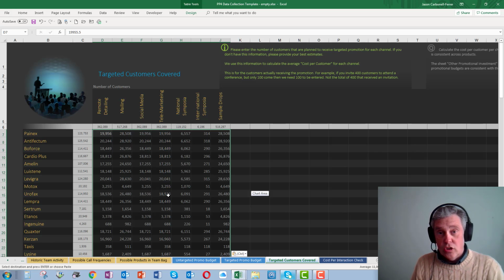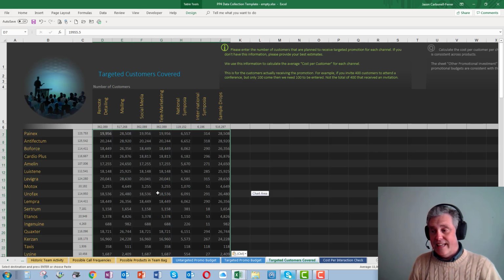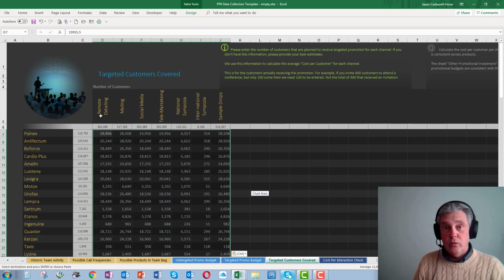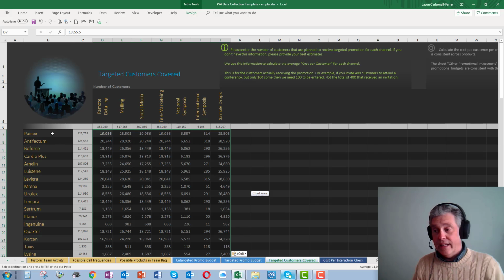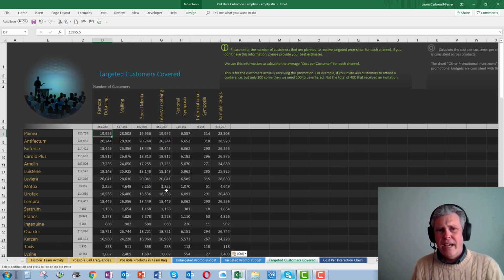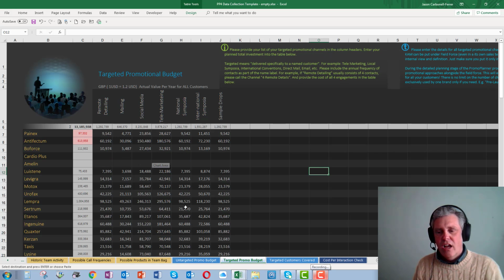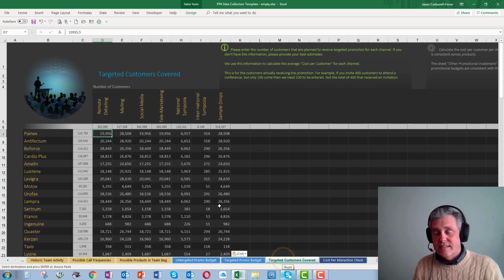Do remember, these are not money numbers, these are customer numbers. So what we're saying is that we have a remote detailing budget for Paynex, and with that budget we're expecting to cover around about 20,000 customers. Now these numbers don't have to be absolutely precise, they have to be directionally correct. They need to give us a pretty good idea of how many people these budgets here are expected to address.